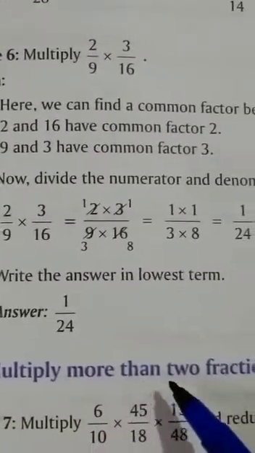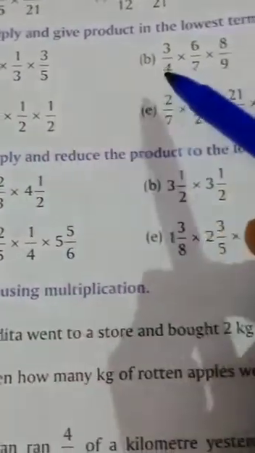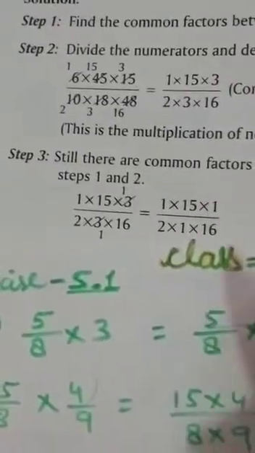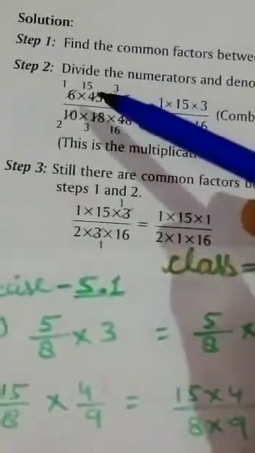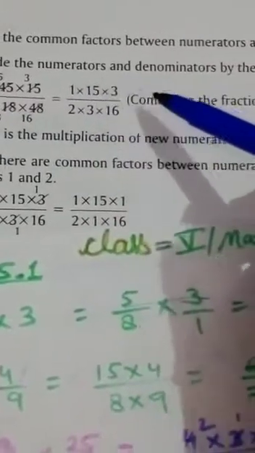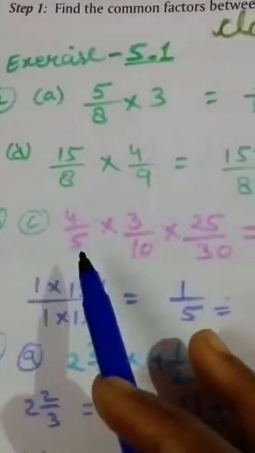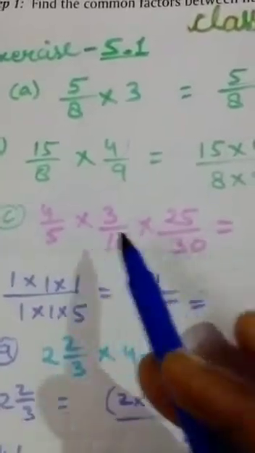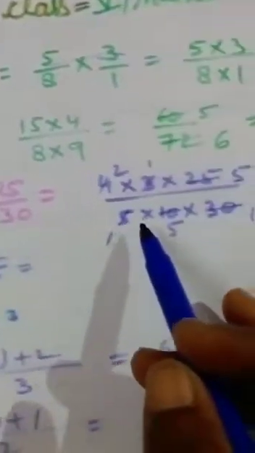Third, multiply more than two fractions. See Question number 3, multiply and give the product in the lowest term. Here you have seen there are more than 2 terms in the multiplication. Okay, see Step 1: find the common factors between numerators and denominators. Step 2: divide the numerators and denominators by the common factor. See here, third C part, multiplication of 2 or more fractions. How do we have to do it? First of all, you have to write all the numerators together and all the denominators together.